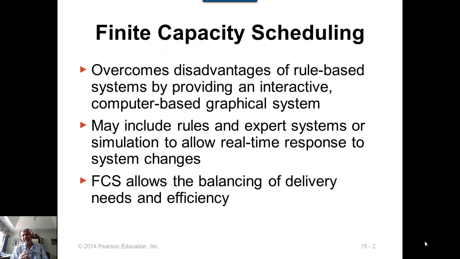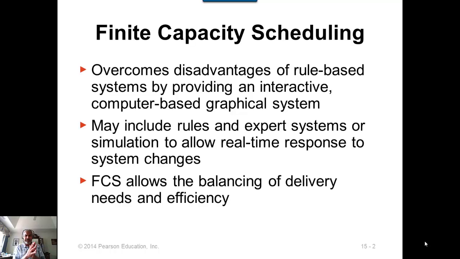One of the ways to mitigate these rule-based limitations is to have what is called finite capacity scheduling. Finite capacity scheduling is a computer system, if you will, that looks at all the different capacities available in the production shop floor, and it looks at what effect the sequence in which the jobs are done in one workstation will have on the capacity requirements in other workstations.